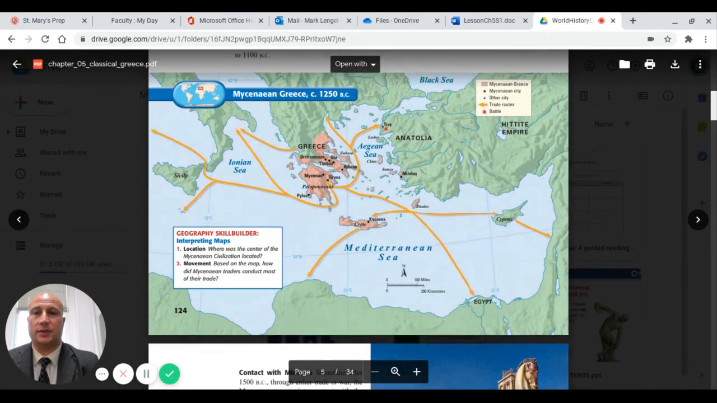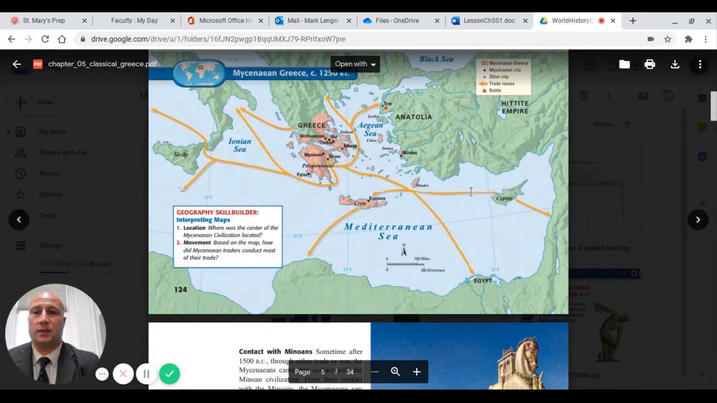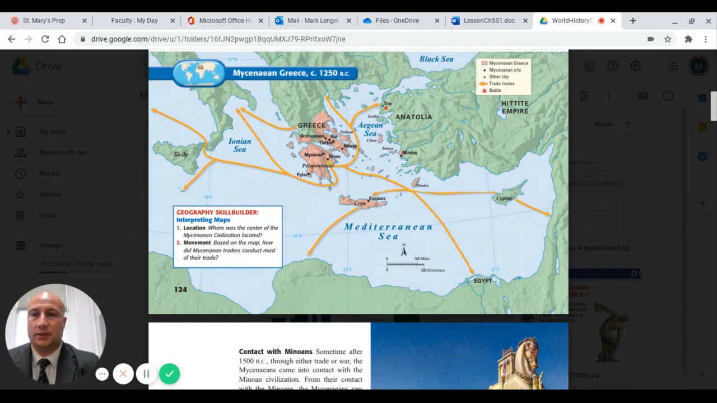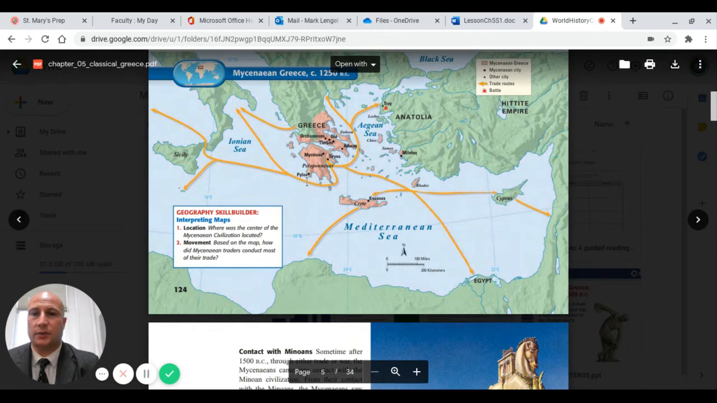Here is Mycenaean Greece. This is around 1250 BC. Mycenae is located right here on the Peloponnesus. Sparta is kind of down here, but Mycenae is right here, pretty much right in the center of ancient Greece at the time. And this shows you some of the trading routes that the Mycenaeans participated in. So this is where Mycenae was. This was Mycenaean Greece, one of the earliest Greek city-states.